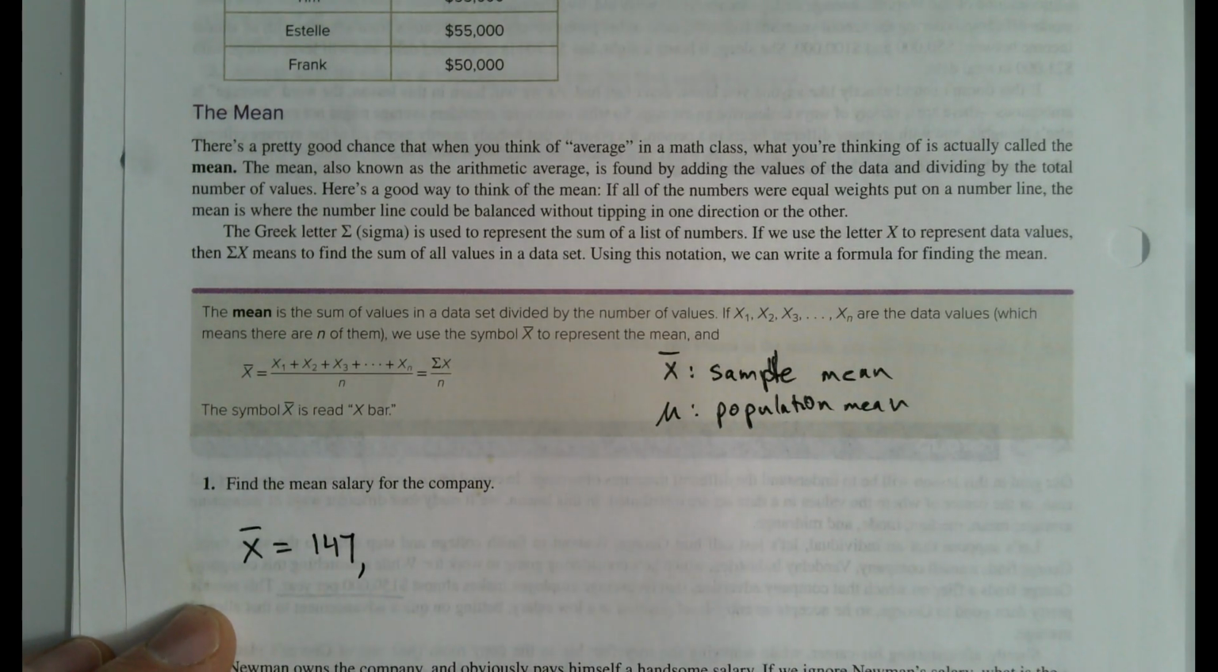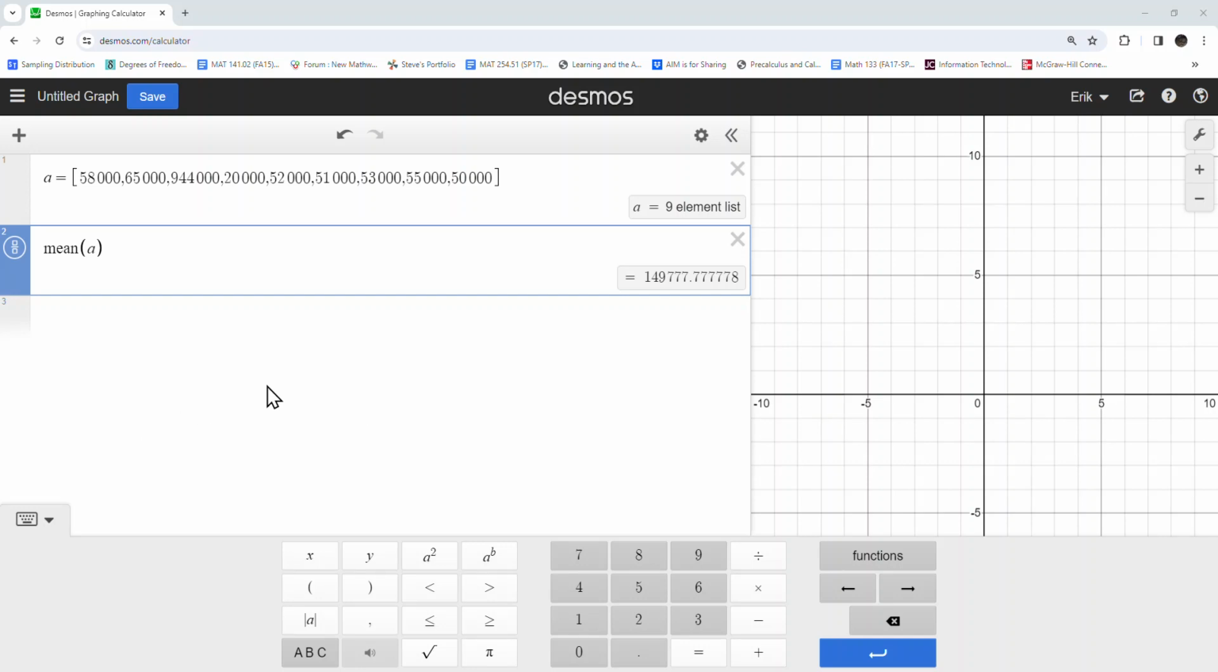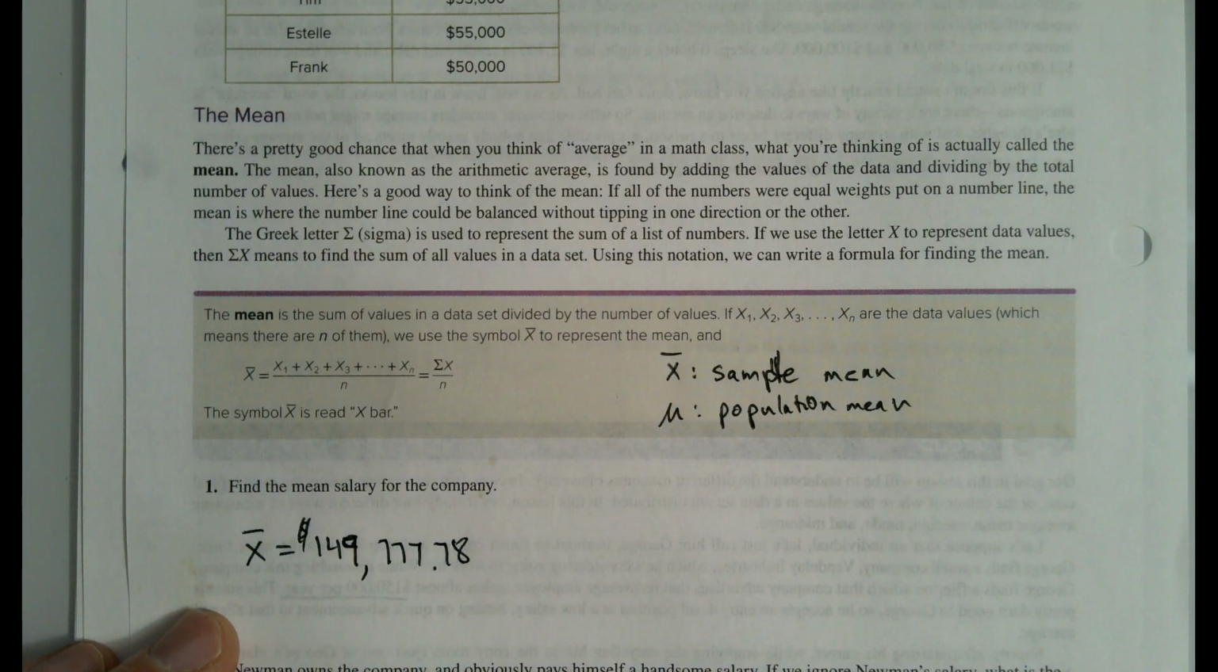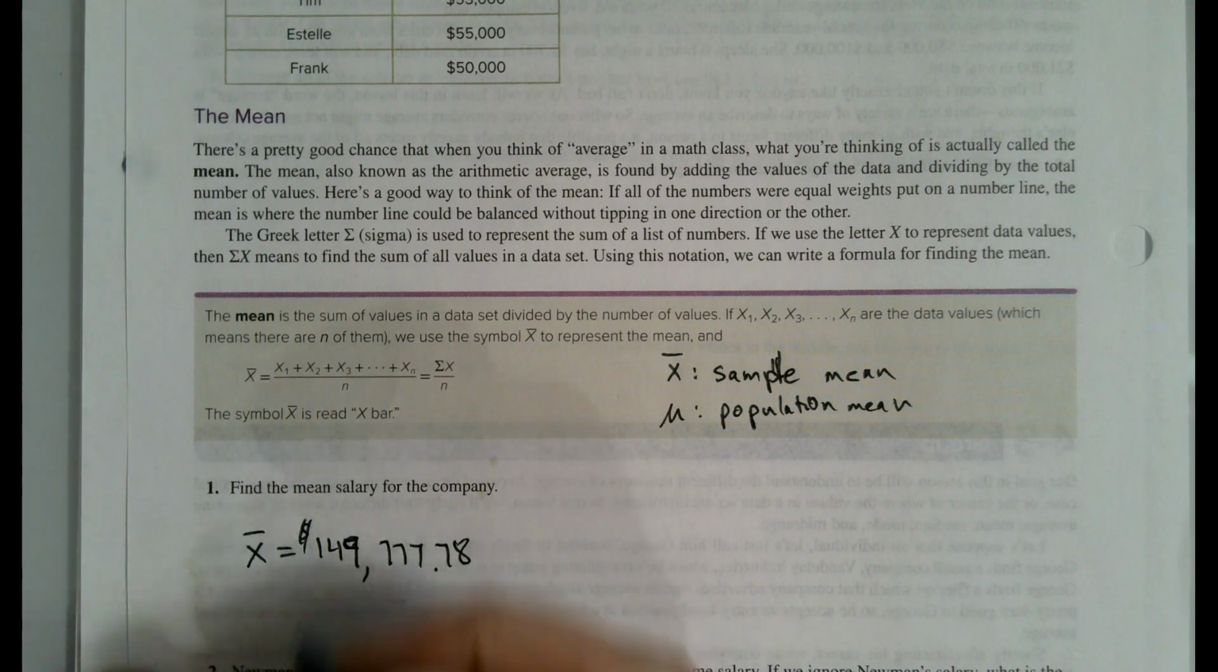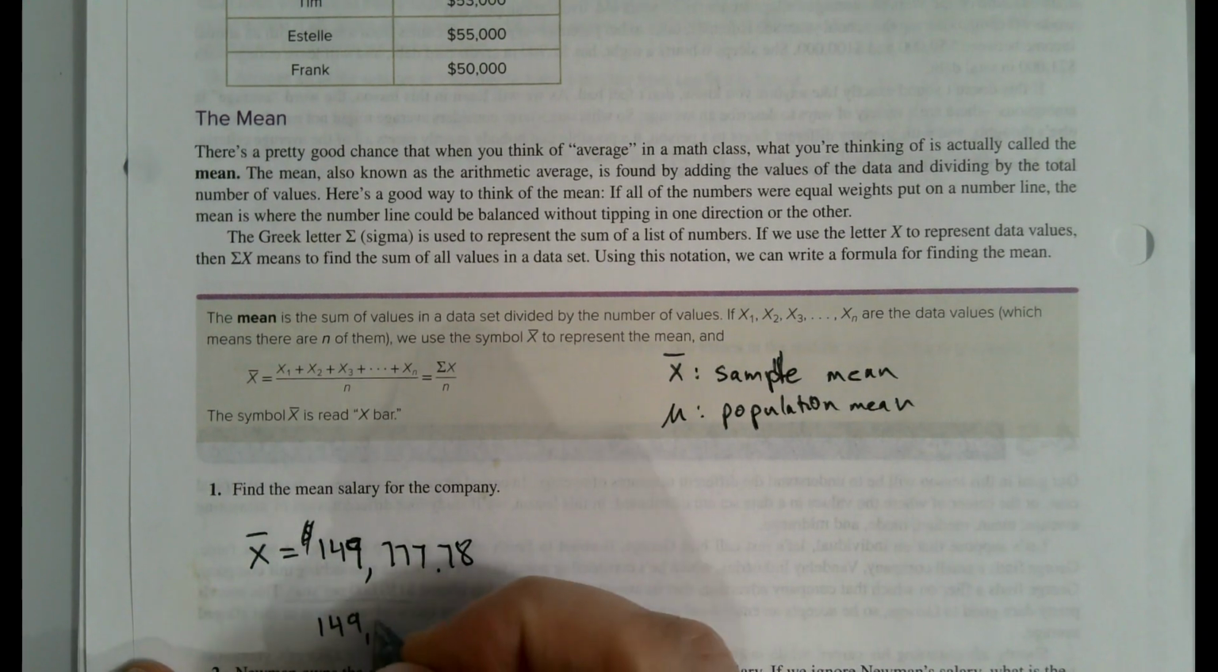So the sample mean for that was 147,000. Oops, am I getting that right? It was, let's go back. It was 149,777.78. If we are evaluating the claim of the company that said we pay our employees an average of $150,000, this would say, yep, that's correct. Let me rewrite that so we can actually read that.